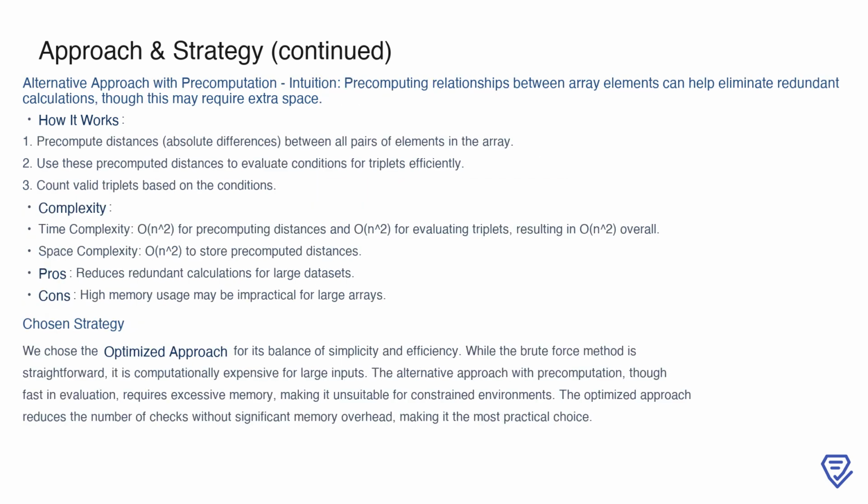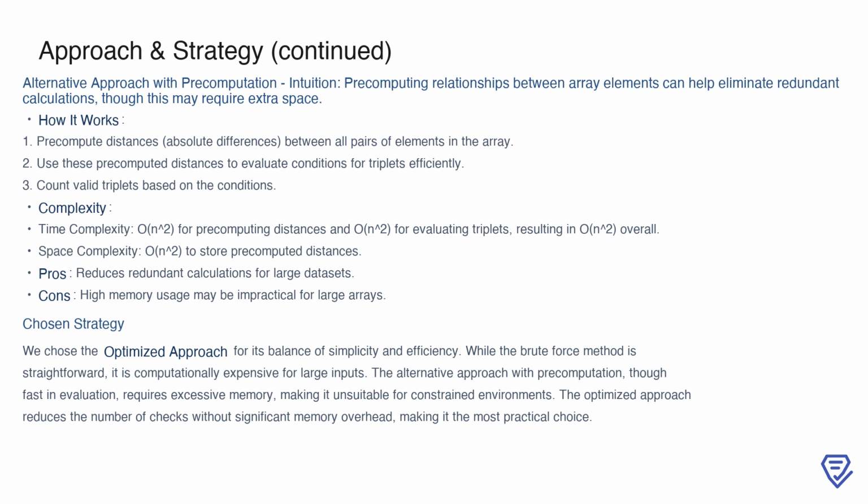Another approach worth considering involves pre-computing relationships between elements in the array to further reduce redundant calculations. The intuition here is that by pre-computing the absolute differences between all pairs of elements, we can avoid recalculating these values repeatedly during the triplet validation process. This method begins by creating a matrix of pre-computed distances, where each entry represents the absolute difference between two elements in the array. With this data in hand, we can evaluate triplets more efficiently.